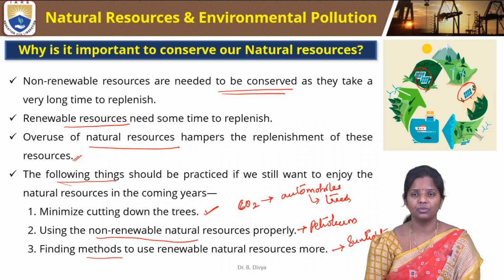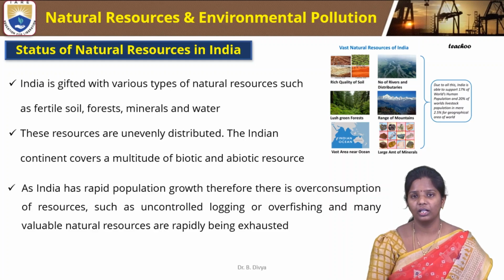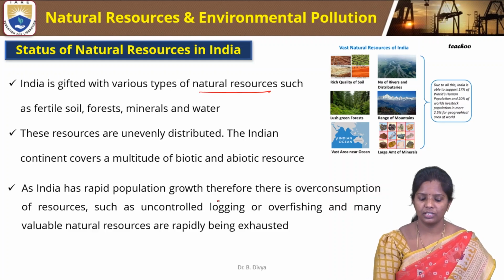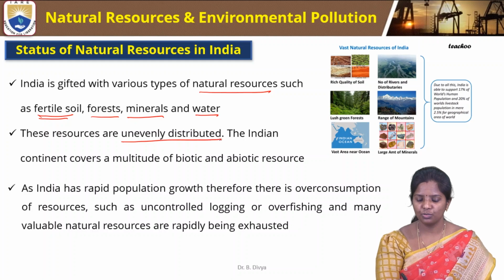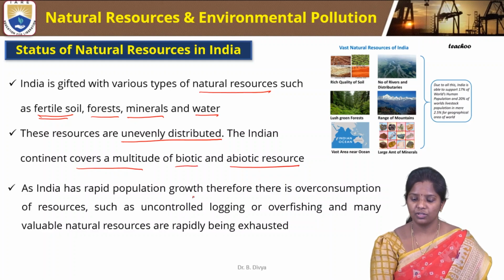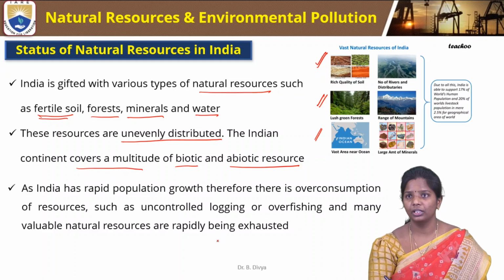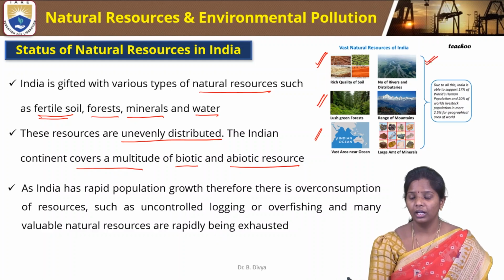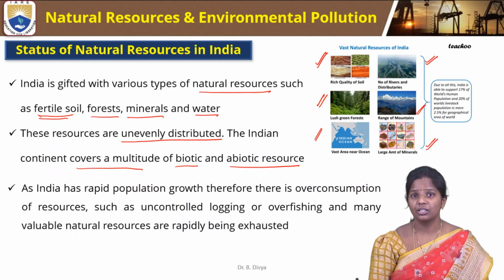So this is how we can use the conservation of natural resources, so that they will be available for the next generations also. So what is the present status of natural resources in India? India is really gifted with various types of natural resources such as fertile soil, forests, minerals and water. We have all these, but they are unevenly distributed over all the countries. So the Indian continent covers a multitude of biotic and abiotic resources. We have very rich quality of soil, lush green forests, vast oceans like the Indian Ocean, a number of rivers that are available for water, and also mountains, and large amounts of mineral ores that are present.